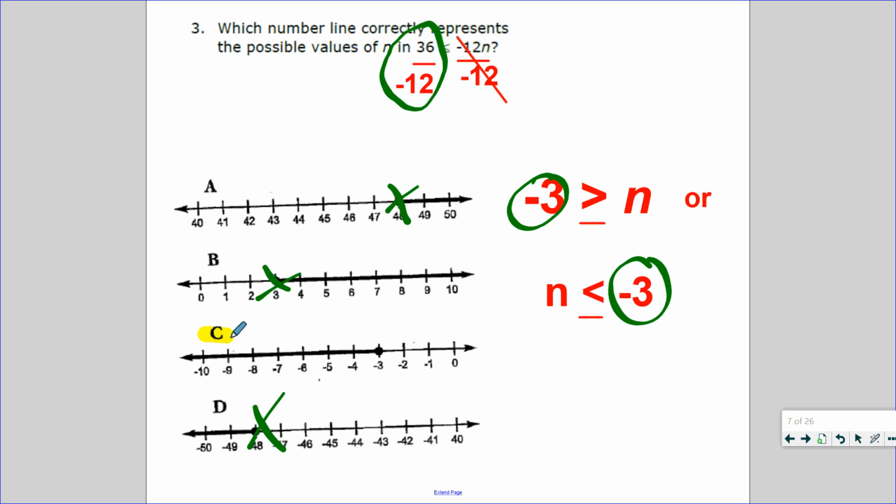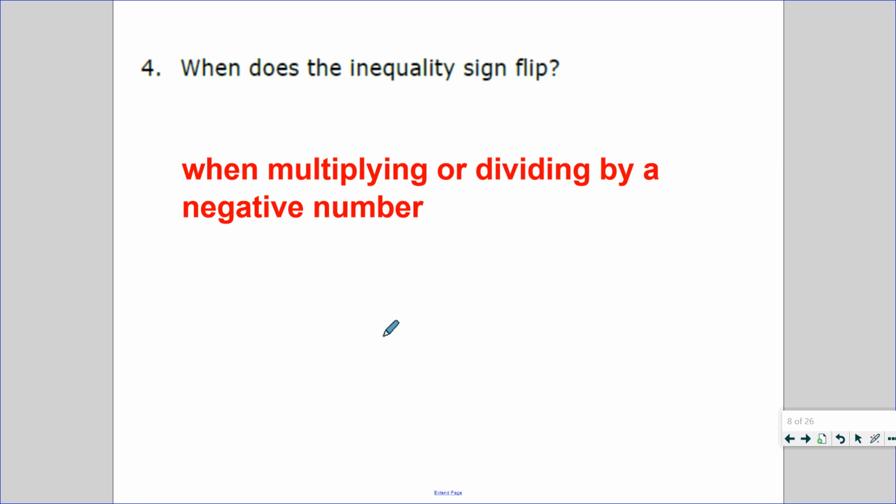But why did they flip it around? Do you remember why? Whenever you are multiplying or dividing by a negative number, you have to flip the sign around. So now it says n is less than or equal to negative 3. Why is it a closed dot? Whenever it's equal to something, you have to close the dot. So when does the inequality sign flip? Whenever you're multiplying or dividing by a negative number.